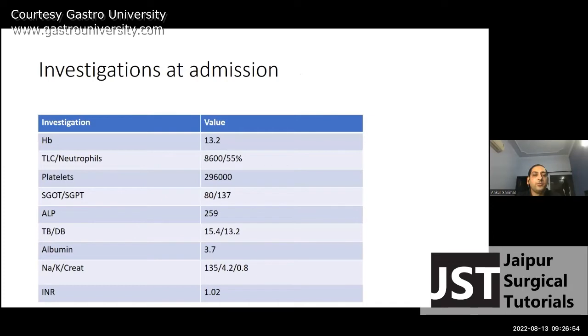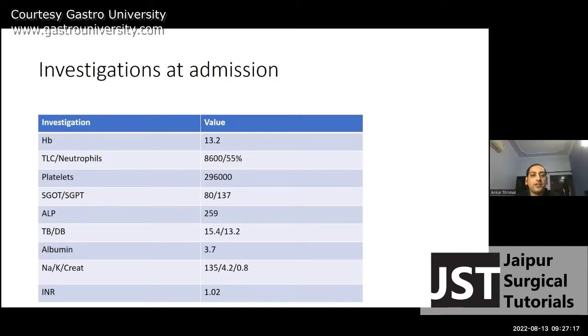Hemoglobin, total count, platelets are all within normal limits. At this level, you could say that there is no evidence of hypersplenism. That is what you are looking for, especially because there is splenomegaly also.